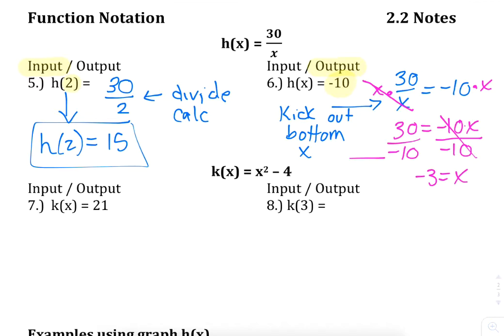Okay? If I'm going to write the answer to this guy right here, we're going to say h of negative 3, because that's my x, makes it equal negative 10.